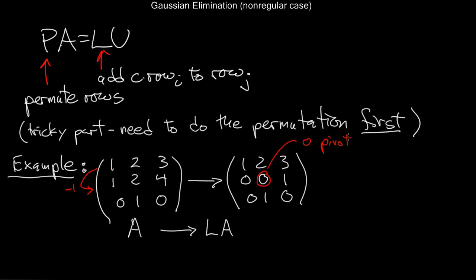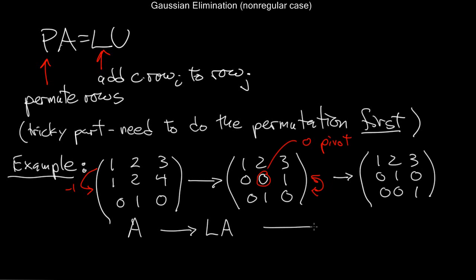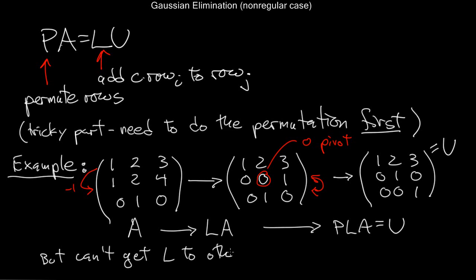Now I have a zero pivot, and so in order to fix this, I need to switch the second and third rows. And after I do that, I get 1, 2, 3, 0, 1, 0, 0, 0, 1. And how did I do that? I multiplied on the left by P. So I get this: PLA is equal to U. And that's almost good enough, except the P and the L are in the wrong order. I kind of wish that I could get that L to the other side, but I can't. So let me say a little bit more about that on the next slide.